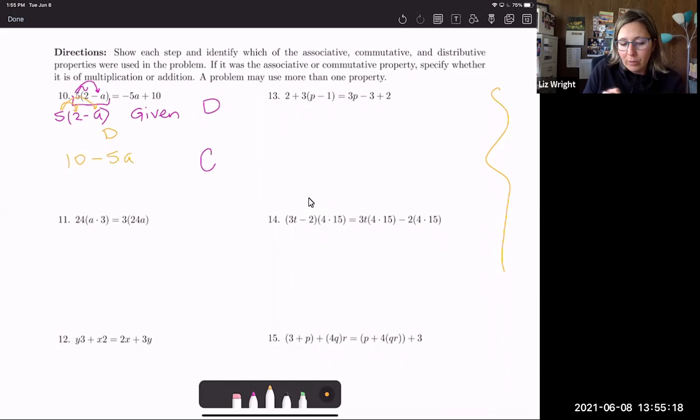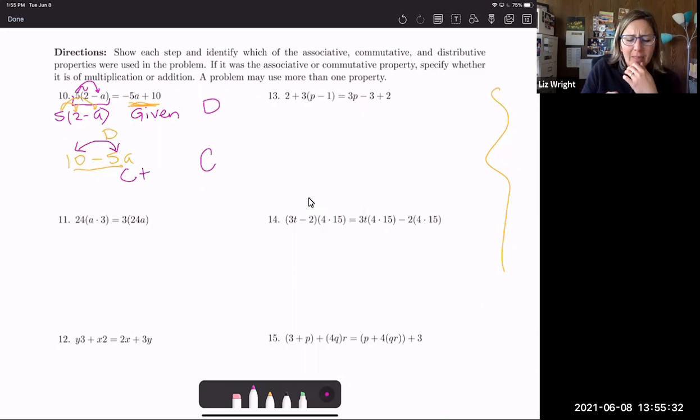And now, looking again, how do we get from this step to here? We need to trade places. So these are going to trade places. What property is that? What property occurred? The commutative of addition property.